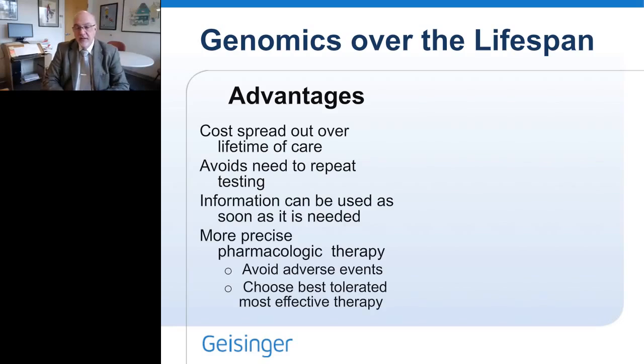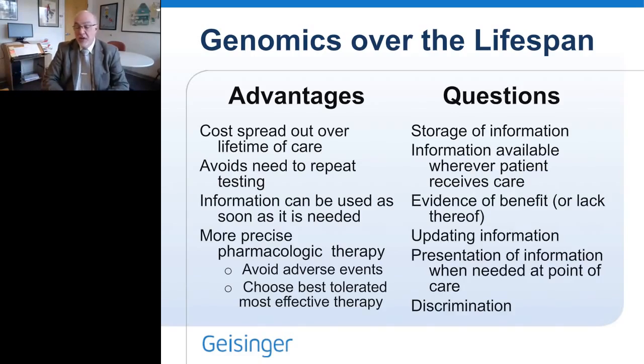And of course, as I alluded to earlier, we could potentially have much more precise pharmacologic therapy and improve the safety of medications, as well as choosing the best tolerated and most effective therapy related to pharmacogenomic determinants combined with clinical determinants of drug response and adverse events. Now, there's a lot of questions that go along with whether or not we can do it. Where do we store the information? More importantly, how can we make sure that that information is available wherever the patient receives care? In the United States, we do not have a national health system. We have a bunch of different healthcare delivery areas, and that information doesn't move well from one system to another.